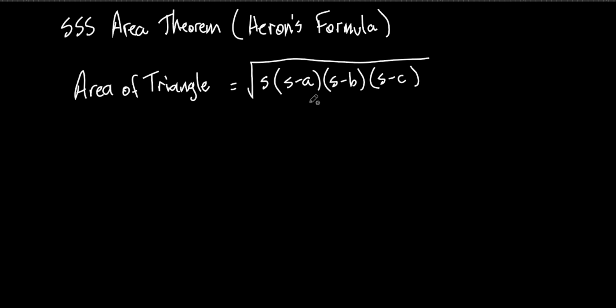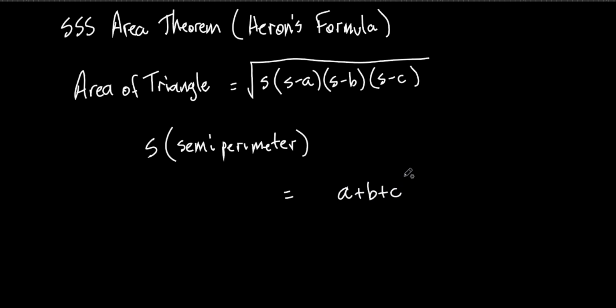That's what I'm going to tell you right now. S is called the semi-perimeter. You know how to find the perimeter, right? What would the perimeter of this triangle be? Well, all the sides added up, right? Because you don't know they're all the same. So the perimeter would be A plus B plus C, correct?